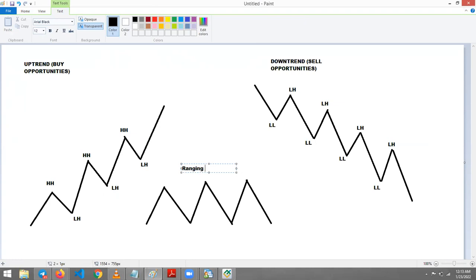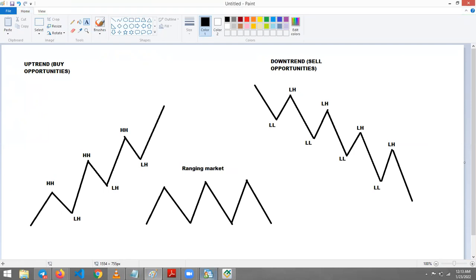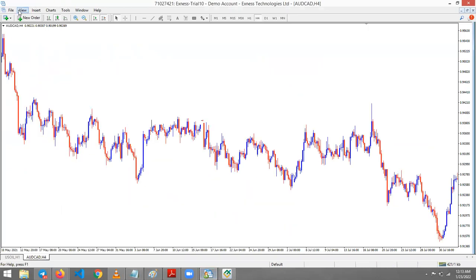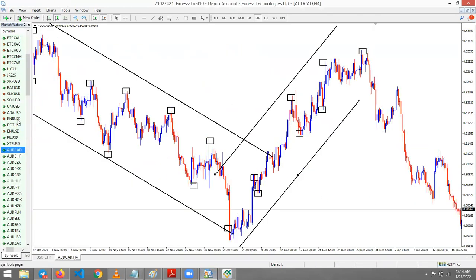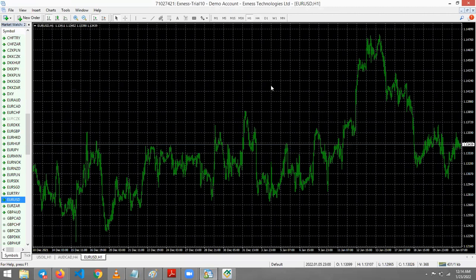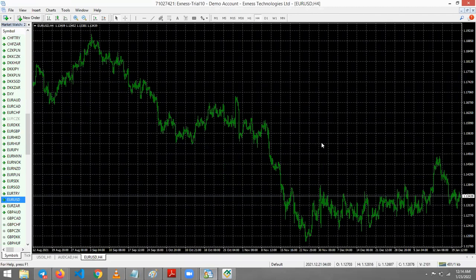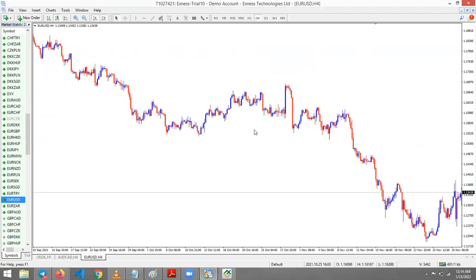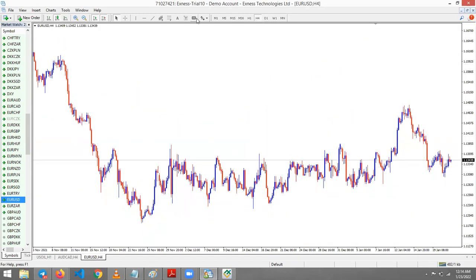I think it happened on Euro-US dollar. Euro-US dollar was ranging for some time, and I guess it was trapping people. Try to avoid ranging markets. Let me see if I can find it. Euro-US dollar, it's right there. So you can notice around here, market was ranging somewhere here. This is what we call a ranging market. When price is ranging, just observe.